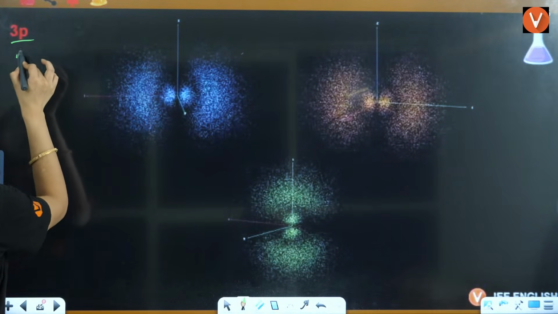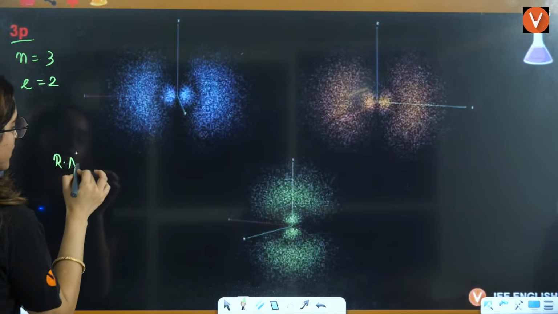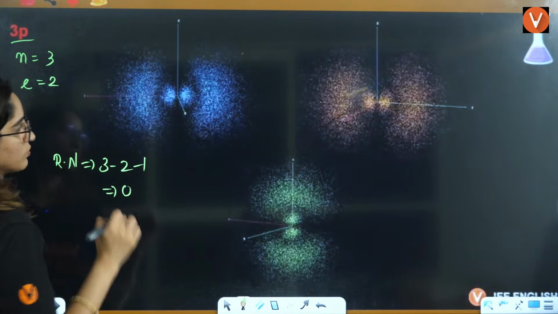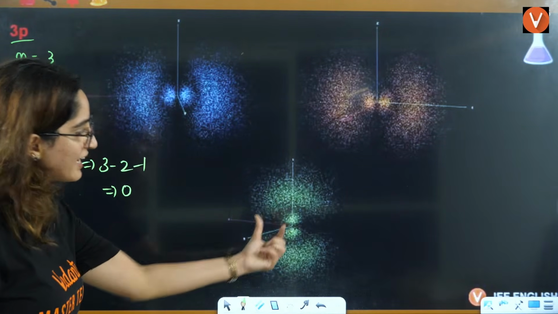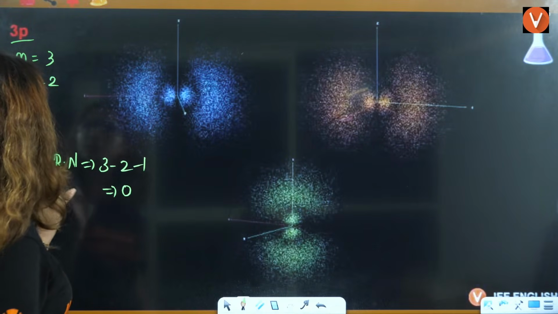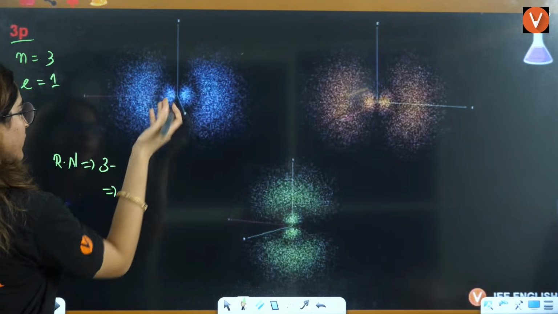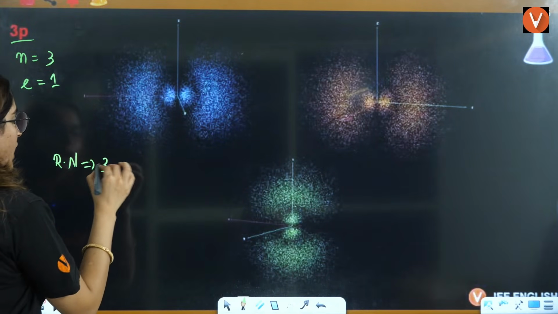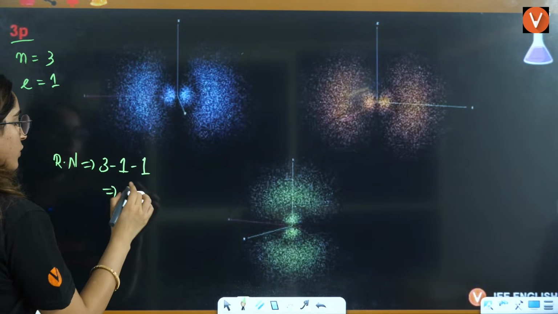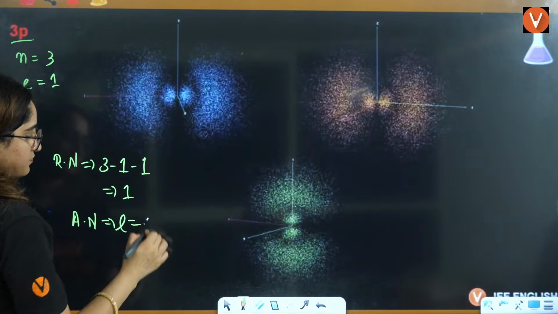3p is also n equals 3, l equals 2. So radial node equals 0. That's why on radius you can't see any radial node. Wait a minute, n minus l minus 1, it will not be 0. There is one radial node over here, right? So 3 minus 2 minus 1, that is 1. Okay. Angular node is also 1.